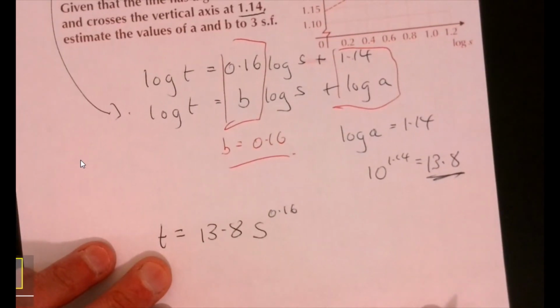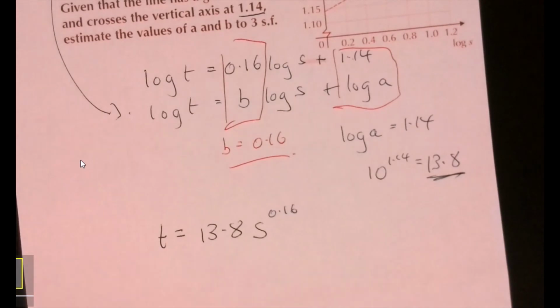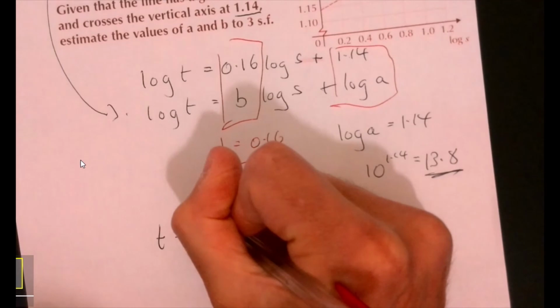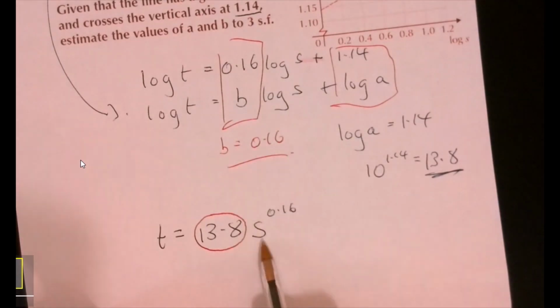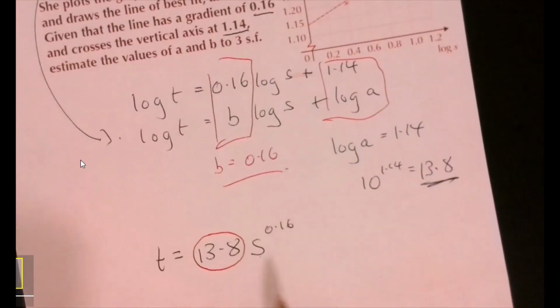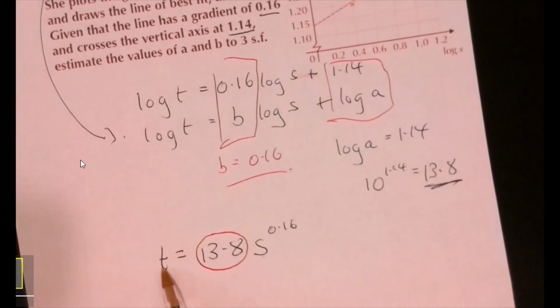Now another question that you might be asked is about the significance of this. Remember, that's the initial value. So that's when S is 0. Now put it into the context of the question. We're talking about sunshine and temperature. So when there's 0 sunshine, the temperature would be 13.8. So try and come back to this and actually think about the context that you've got there.